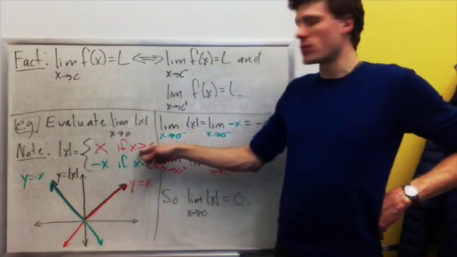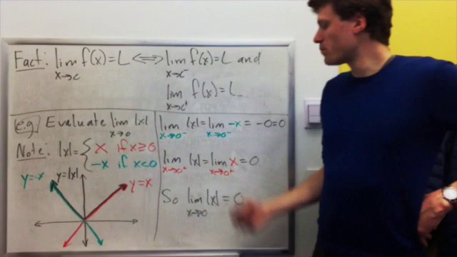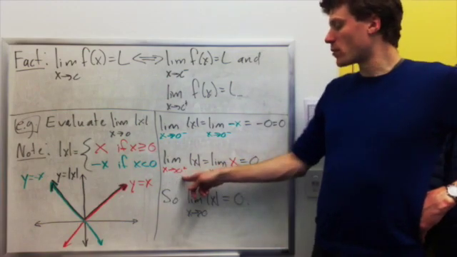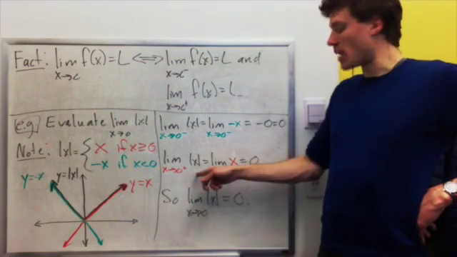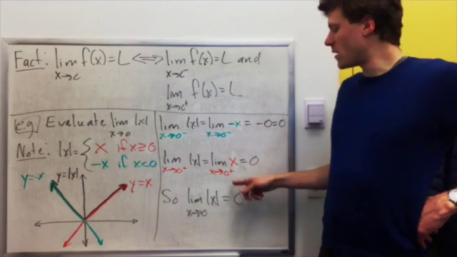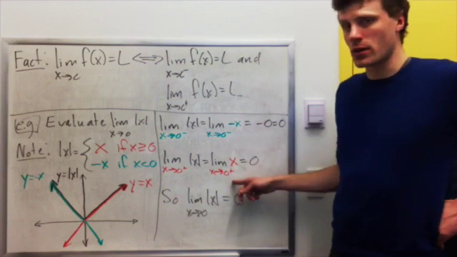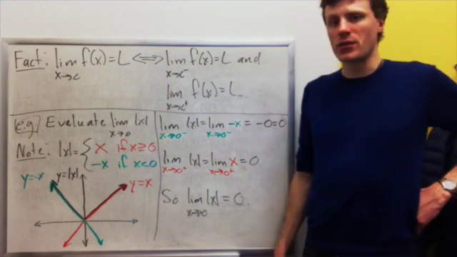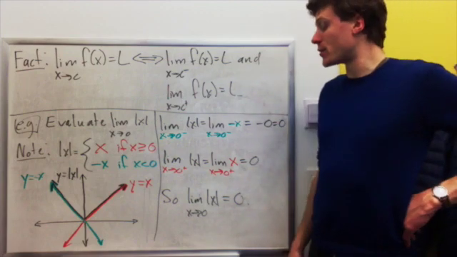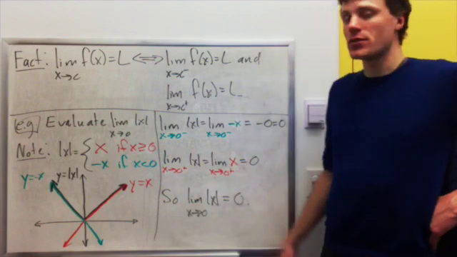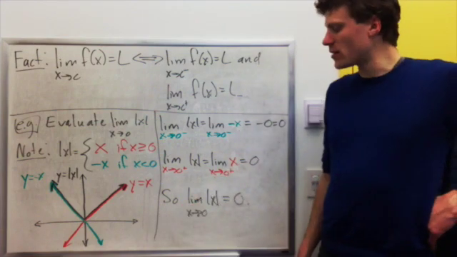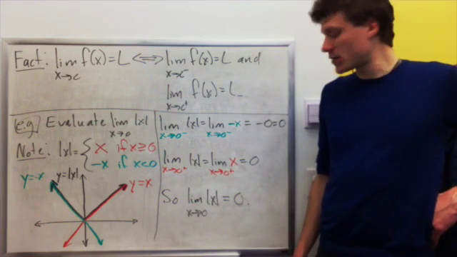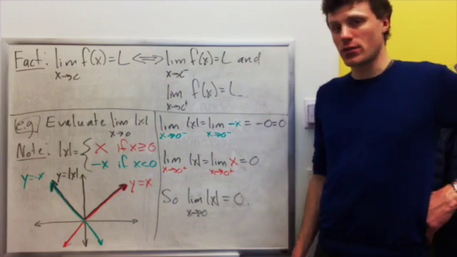From the right, x is positive. That means that the absolute value of x is just given by x. So when we take the limit from the right, we can replace the absolute value of x with just x. Then the limit as x approaches 0 from the right of x is 0. So since both one-sided limits exist and are the same, we can conclude that the two-sided limit, the limit as x approaches 0 of the absolute value of x, is also equal to 0.